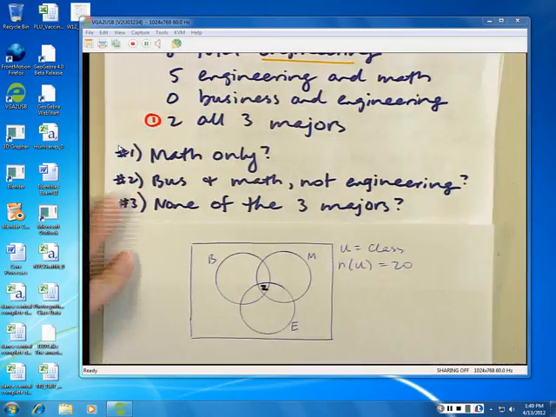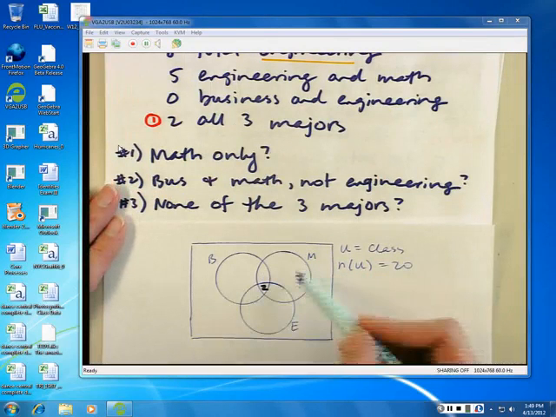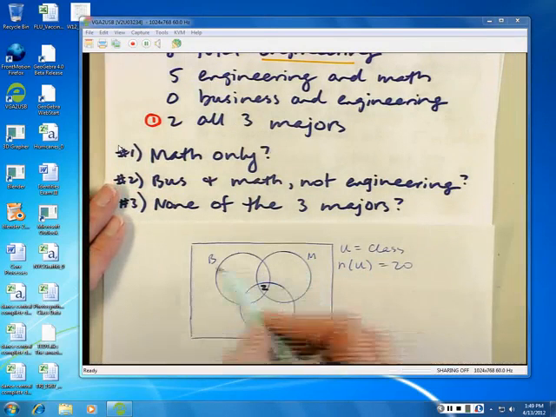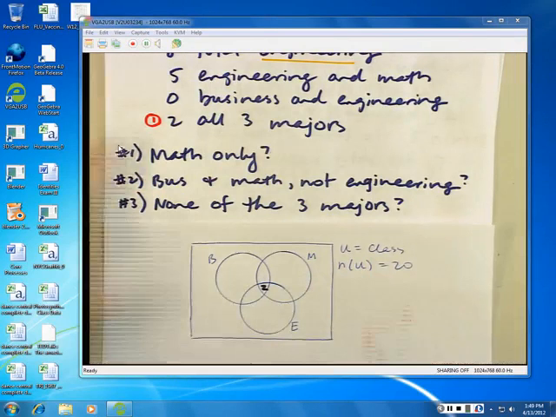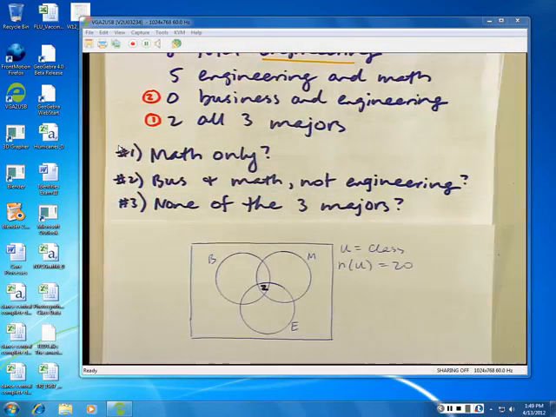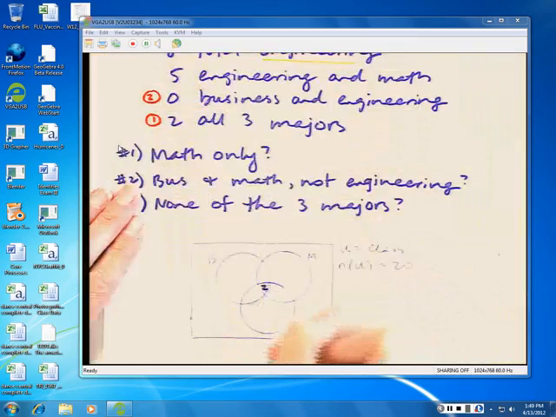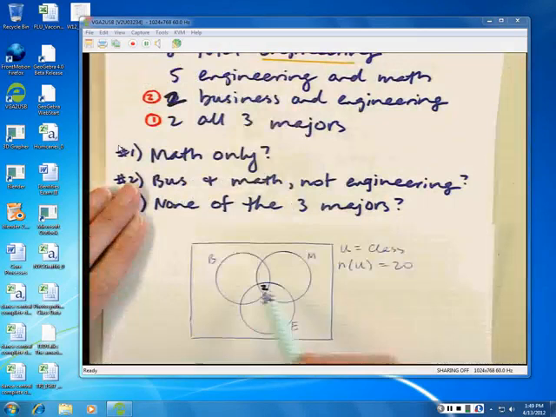2, all 3 majors. And then I work up, and I'm now going to look for the ones where 2 sets intersect. So now I'm looking for math and engineering, business and math, or business and engineering. So I'm really working my information up backwards. So next, the second piece of information, is 0 in business and engineering. And you know what? That really should say 2, shouldn't it? I'm going to change that to 2 because I already have 2 that are business and engineering. I just miscopied that, so we'll put 2 there. Okay, so 2 are in business and engineering.